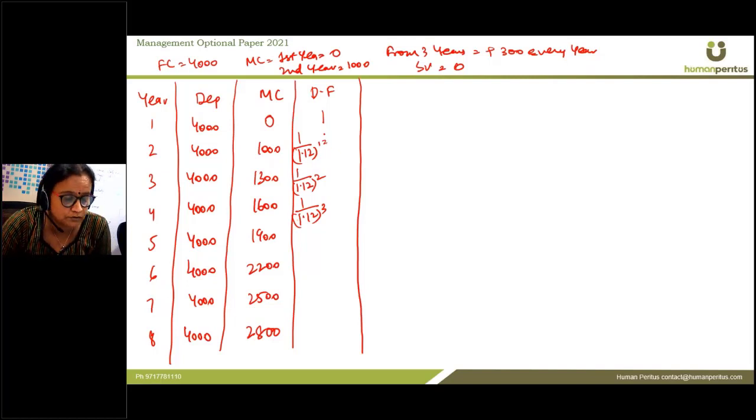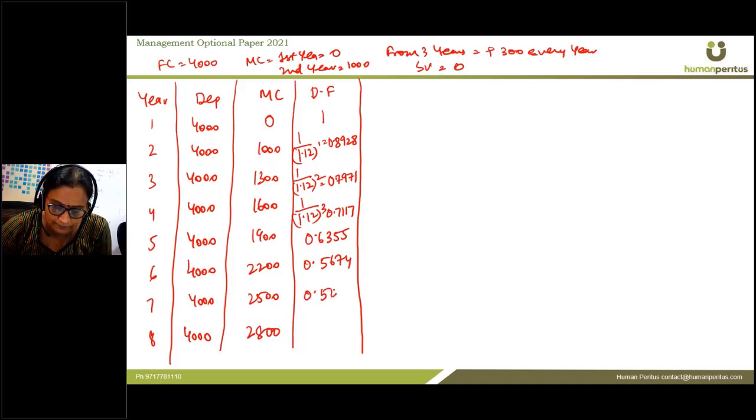So what would be the corresponding values here? 0.8928. Here the value would be 0.7971. Here the value would be 0.7117. The next value would be for the fifth year: 0.6355. For the sixth year, it is going to be 0.5674. For the seventh year, 0.5066 and 0.4523.